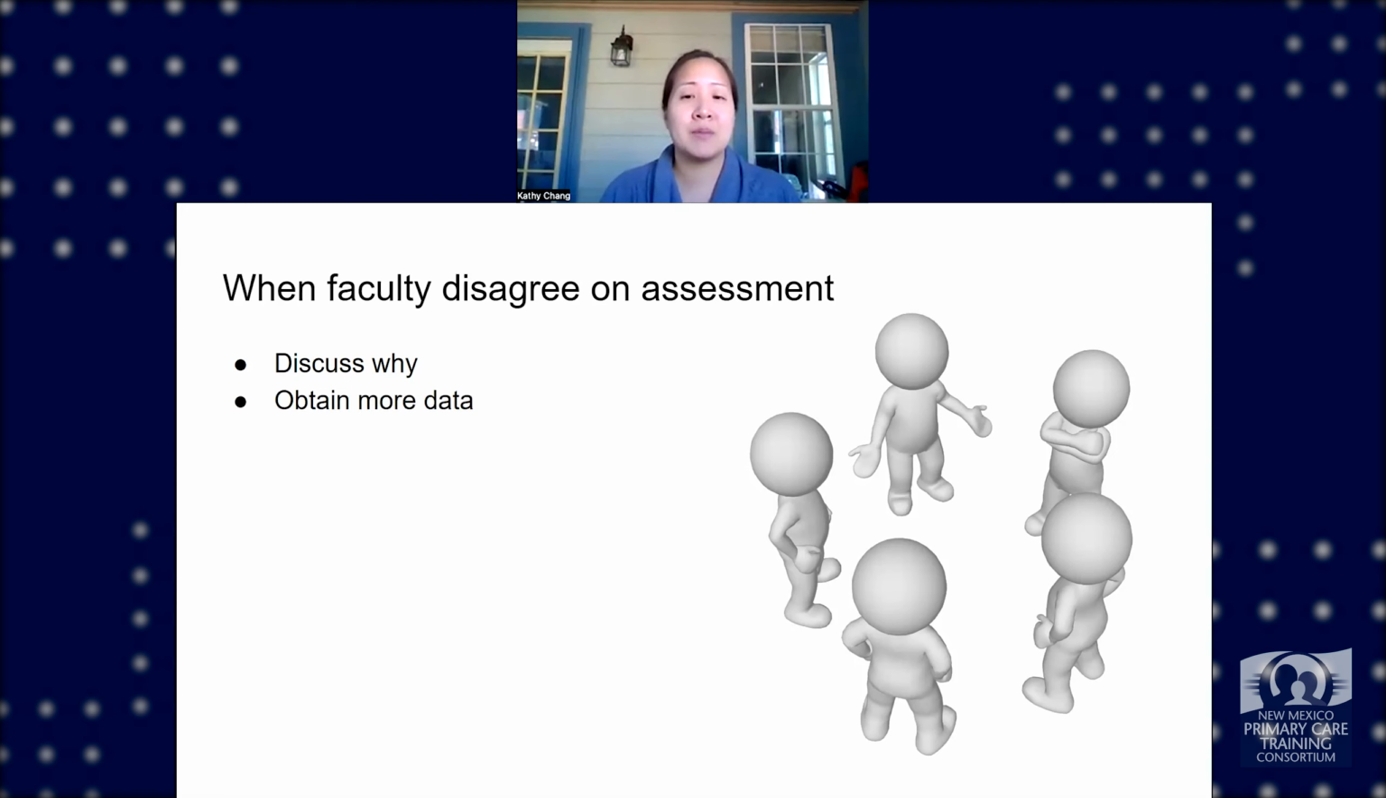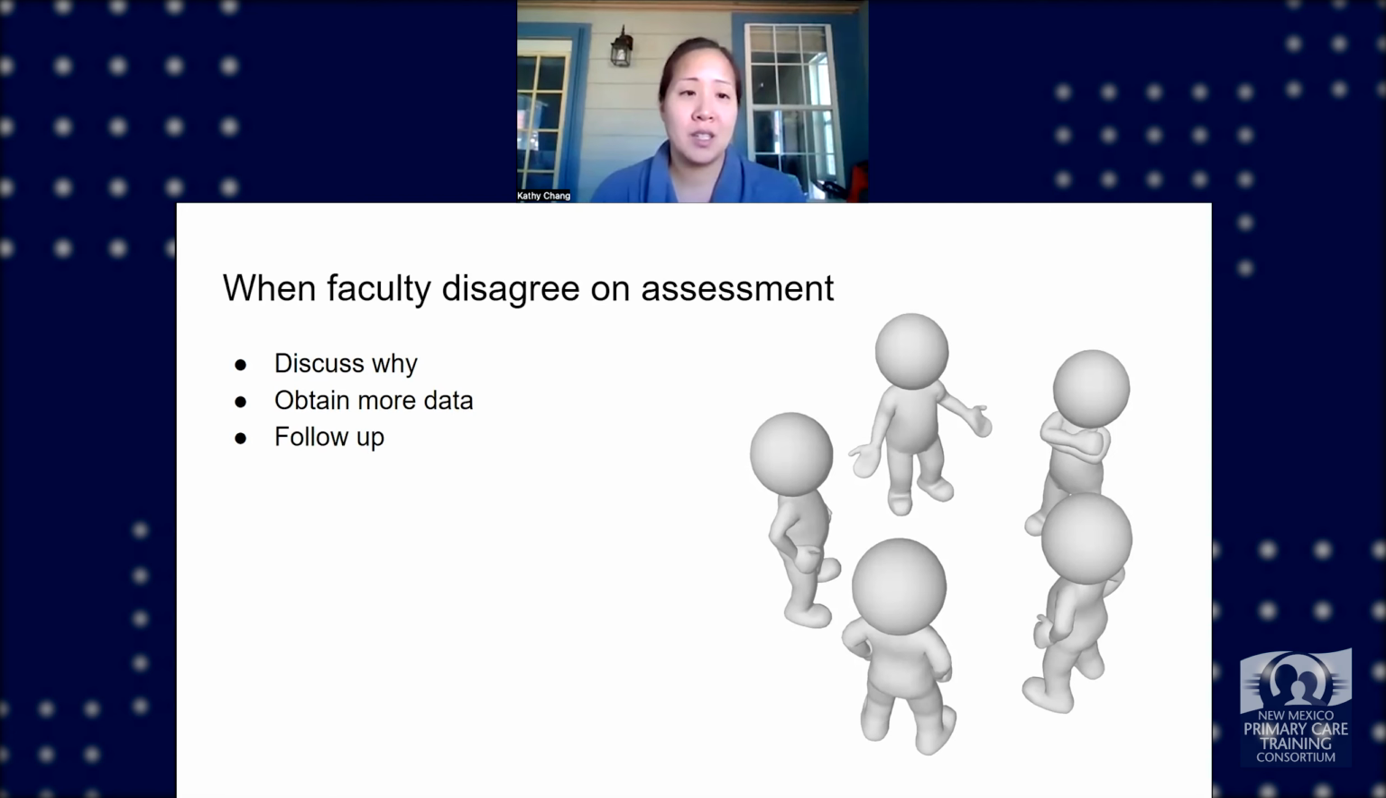And a lot of times it comes down to obtaining more data. And you can say, you know what, this is highlighting an area of concern. We're not quite clear on what the concern is or what to do about it. So we need to define it better to be able to help the resident in their learning goal, right? In becoming that independent practitioner. So let's obtain more data, right?